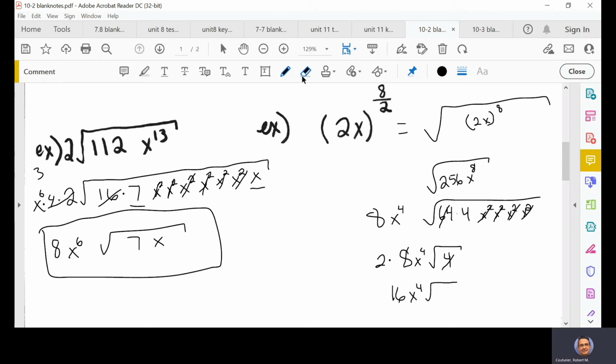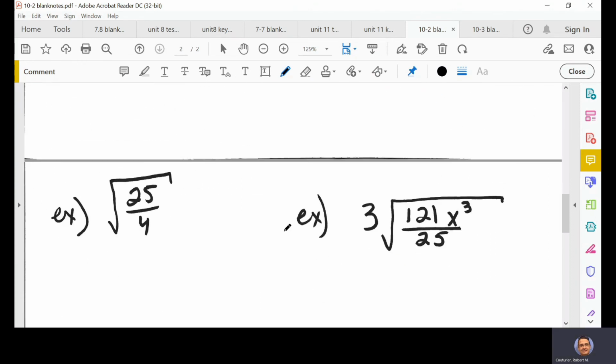Oh, that actually doesn't exist anymore. We totally get rid of the square root. So this actually reduces to 16 times x raised to the power of 4. And that would be it. Good to go, simple, not so bad. Like that, you have an answer.